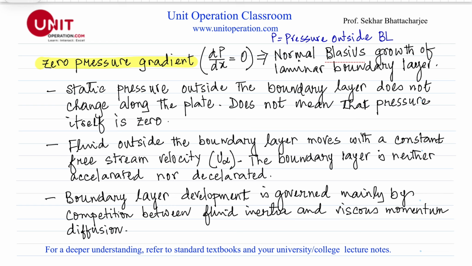Fluid outside the boundary layer moves with a constant free stream velocity u infinity. The boundary layer is neither accelerated nor decelerated.